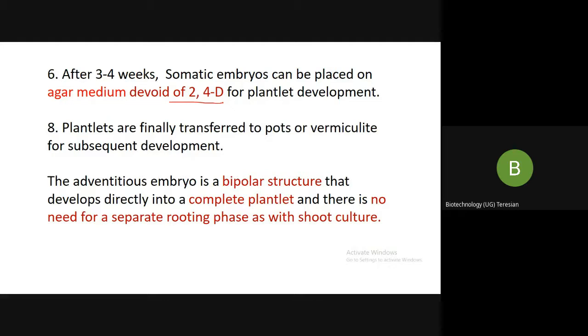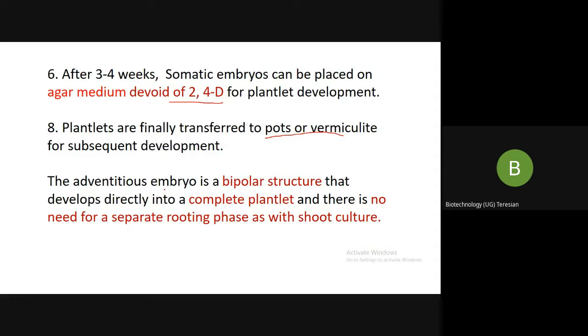I told you that a combination of benzylaminopurine, indole acetic acid, and gibberellic acid is very good. I also told you about high sucrose level and abscisic acid. All these are essential for initiation, maturation, development, germination, all this. Once it has developed, your somatic embryo plantlets are finally transferred to pots or vermiculite, that is the compost, for subsequent development into a whole plant.